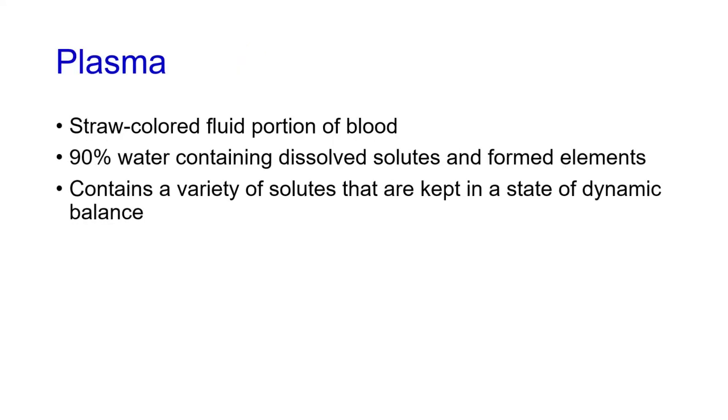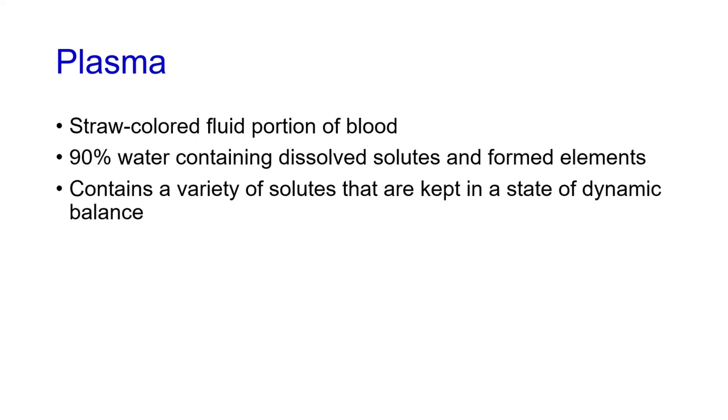Then we have plasma. And we saw the plasma when we looked at the test tube that was spun down. And you saw the yellow fluid on the top, the straw-colored fluid portion of the blood. That is plasma. And it is 90% water. And it contains dissolved solutes and formed elements. It contains a variety of solutes that are kept in a constant state of dynamic balance.